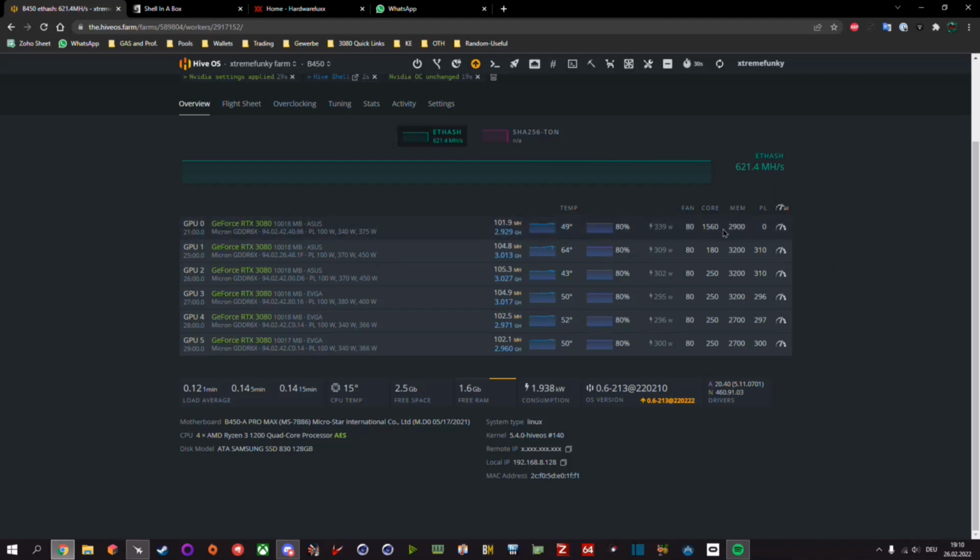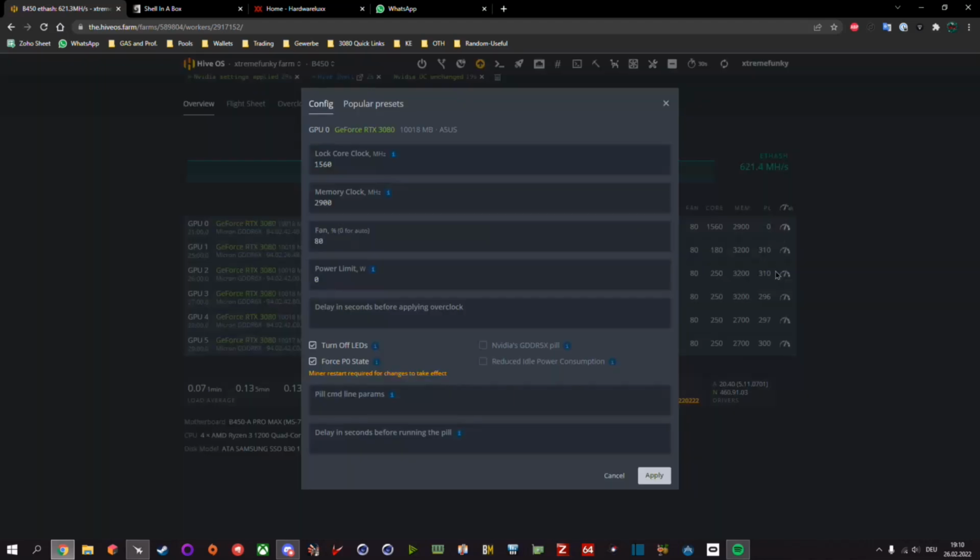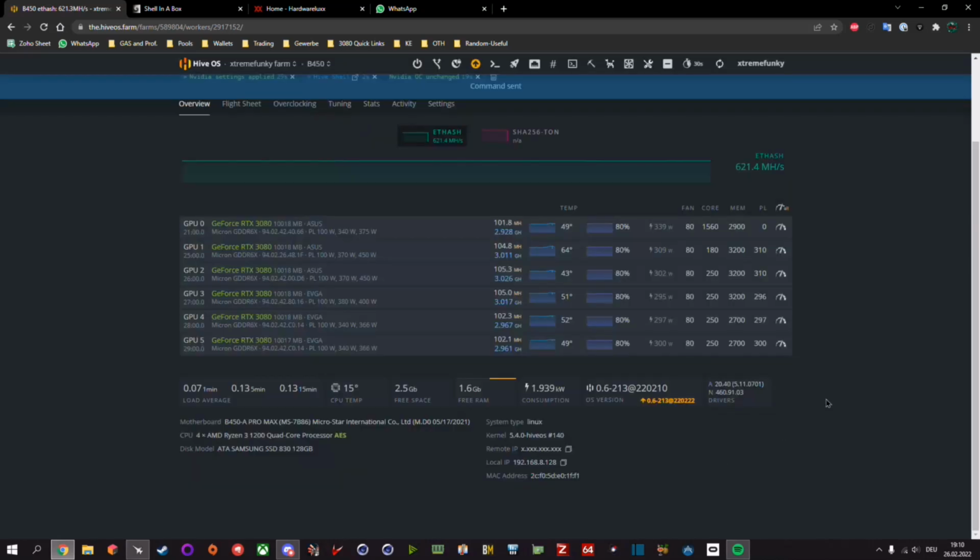I want to push 25 megahertz more. Yeah, you know, we would be here over 340 watts. So I put it back. So basically, you enter 250 here, and then you play around with the power limit. And it's basically quite simple.